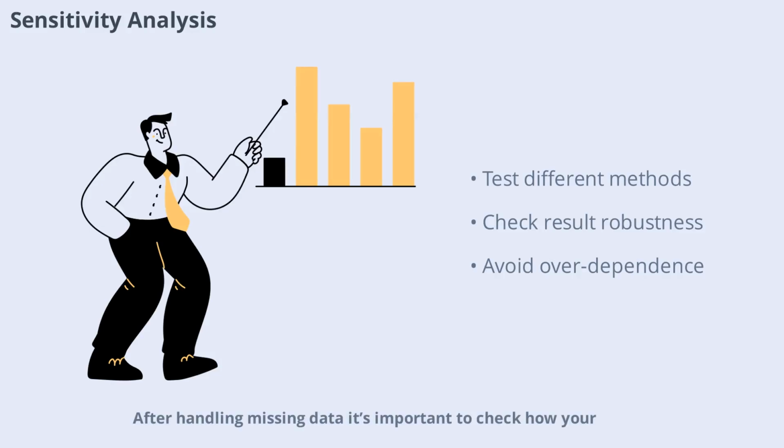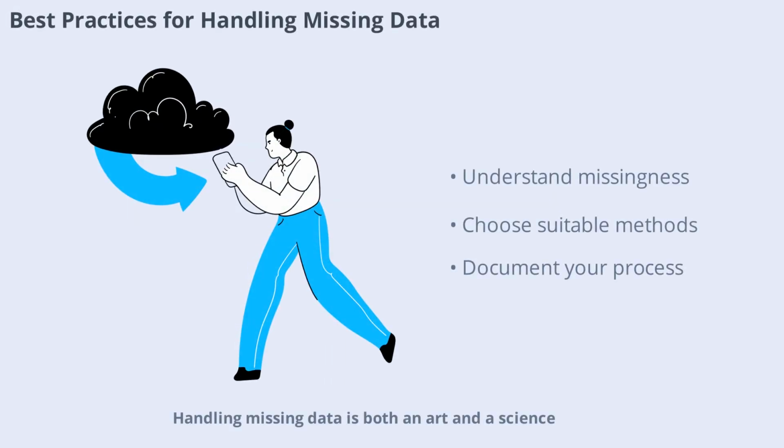After handling missing data, it's important to check how your results might change under different assumptions. Sensitivity analysis involves repeating your analysis using different imputation methods or assumptions about missingness. This helps you assess the robustness of your findings and ensures that your conclusions are not overly dependent on a single approach. Handling missing data is both an art and a science.